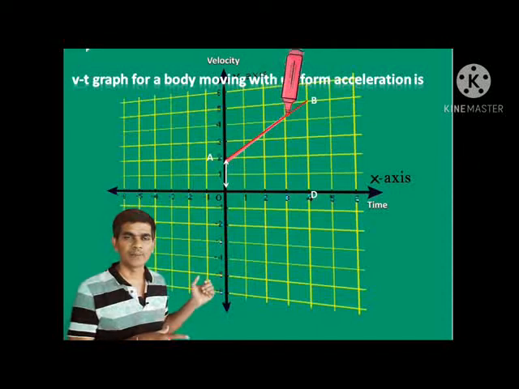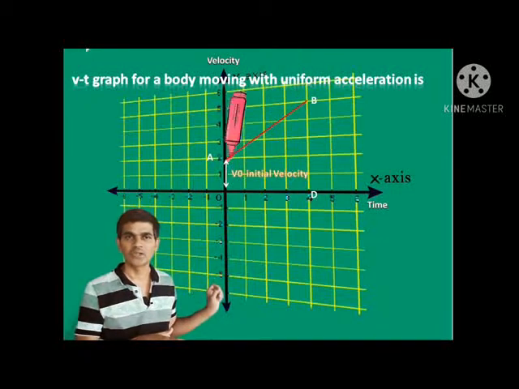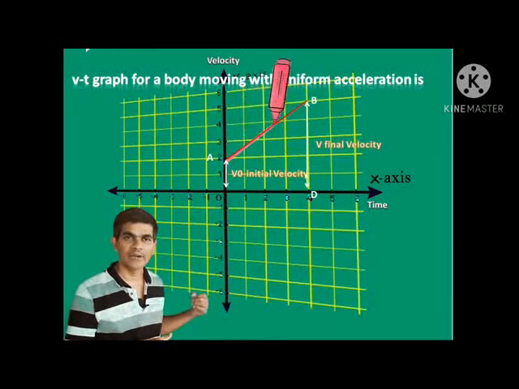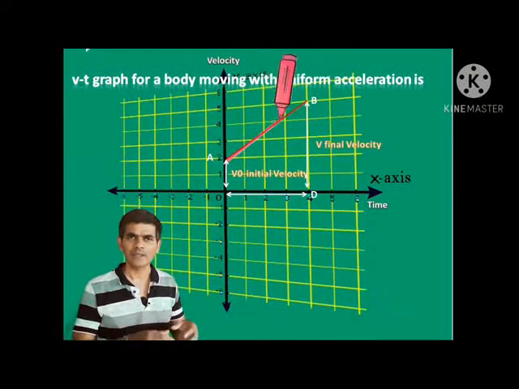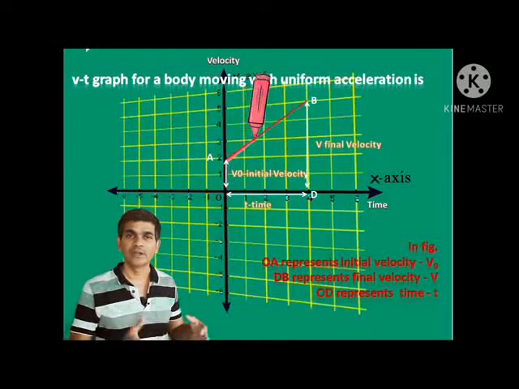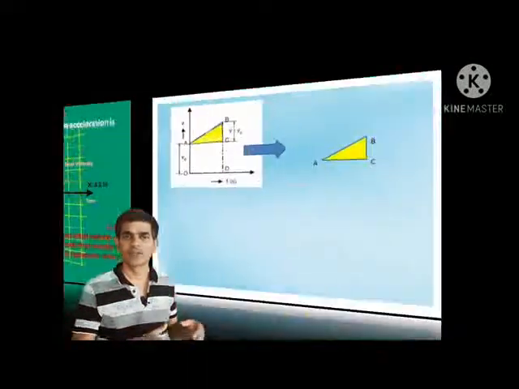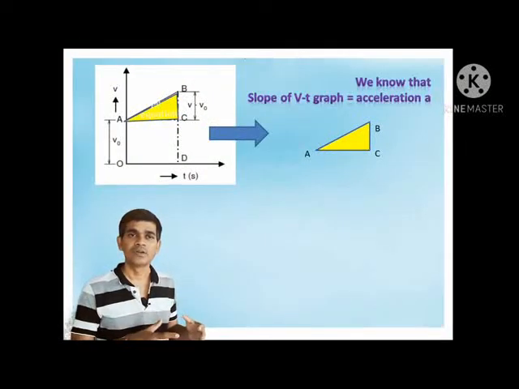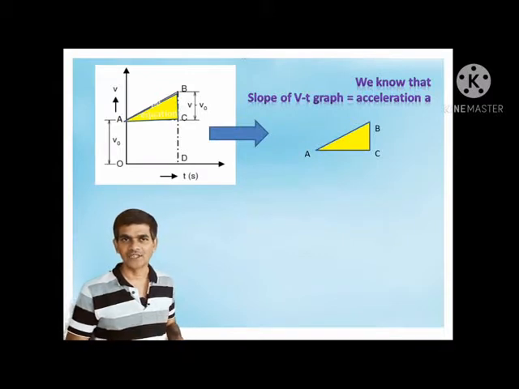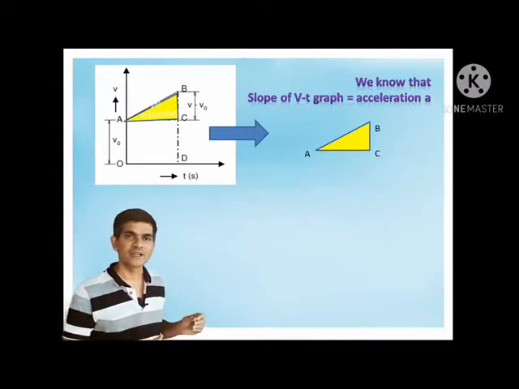In this velocity-time graph, OA represents the initial velocity, DB represents the final velocity, and OD represents the time. Using this graph for a body which is uniformly accelerated, let us now see how to derive the equations. We know that the acceleration of a body which is uniformly accelerated is always equal to the slope of the velocity-time graph. In the applications we already studied, the slope of the velocity-time graph gives the acceleration. Based on this concept, acceleration is equal to the slope.